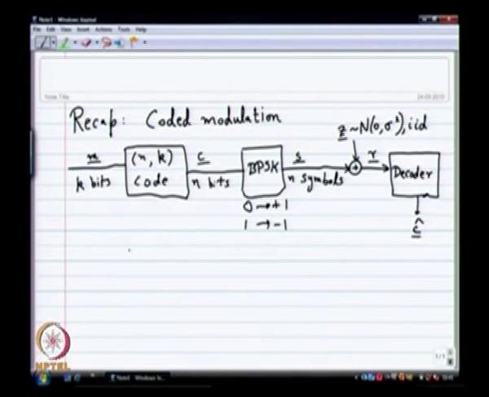One was the hard decision situation. And then the other was soft decision.